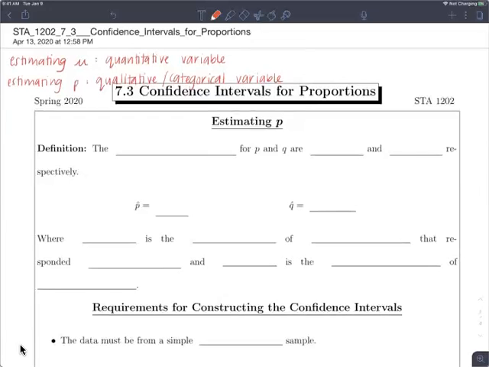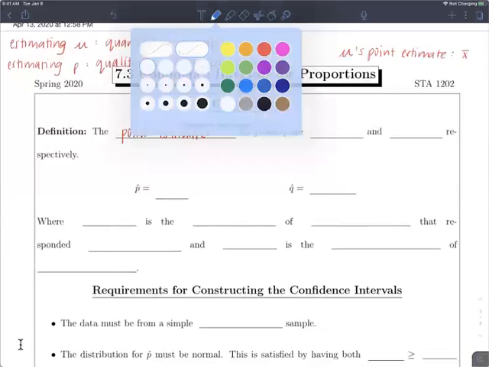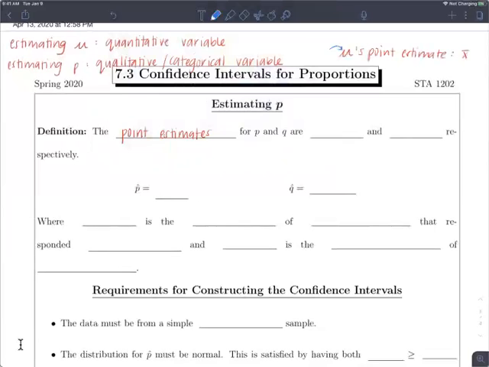And then, let's start looking at these definitions. These definitions are basically the same as what we had for means, right? So the very first definition that we're going to talk about is the point estimate. And remember, we're going to have two this time. So what's the point estimate for mu? Do you guys remember? X bar? Yes, X bar, right? Where mu is the parameter.